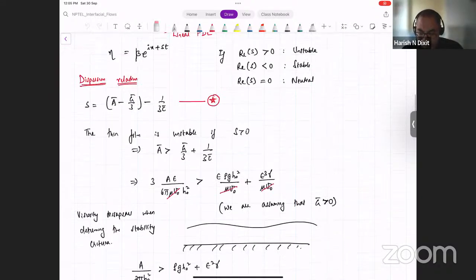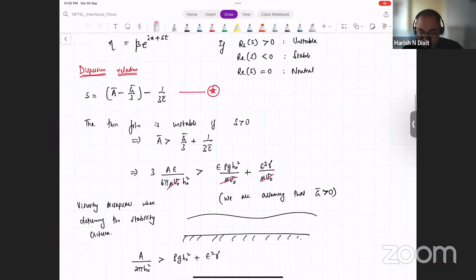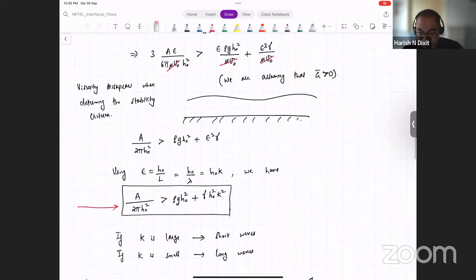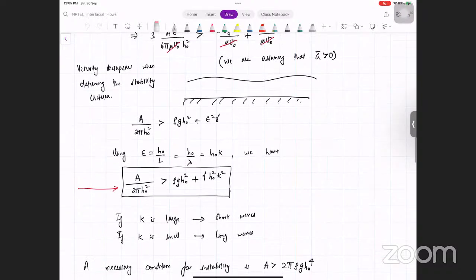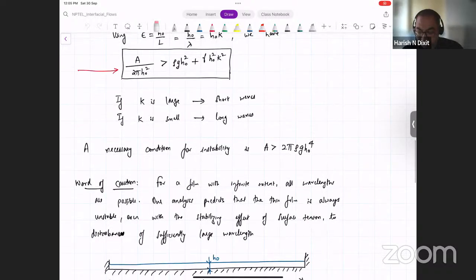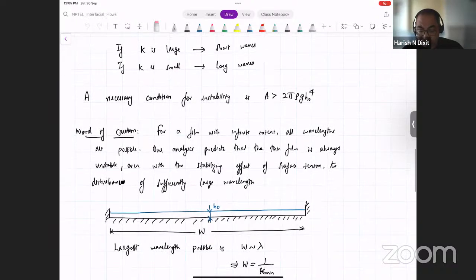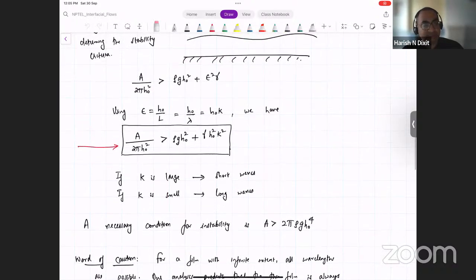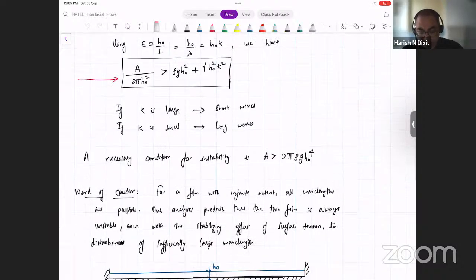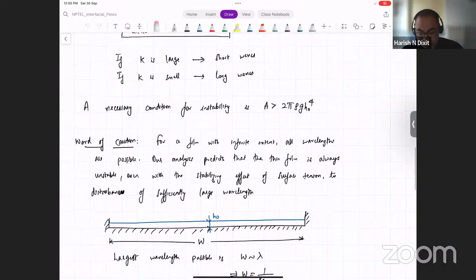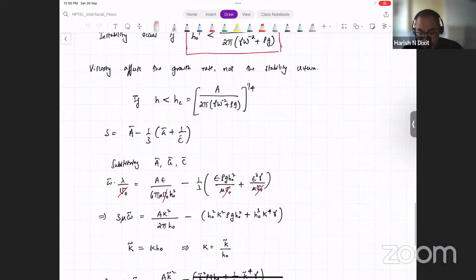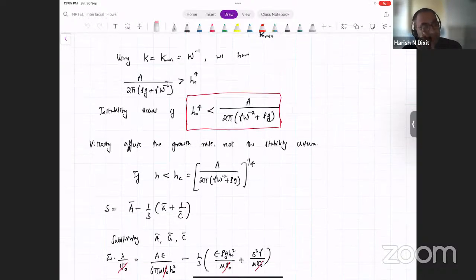Okay, let me understand. What you're trying to determine is the criterion for instability. Yes, sir. So if you have a criterion like this, then the thin film is unstable. I'm not able to fully understand what you're trying to say here.